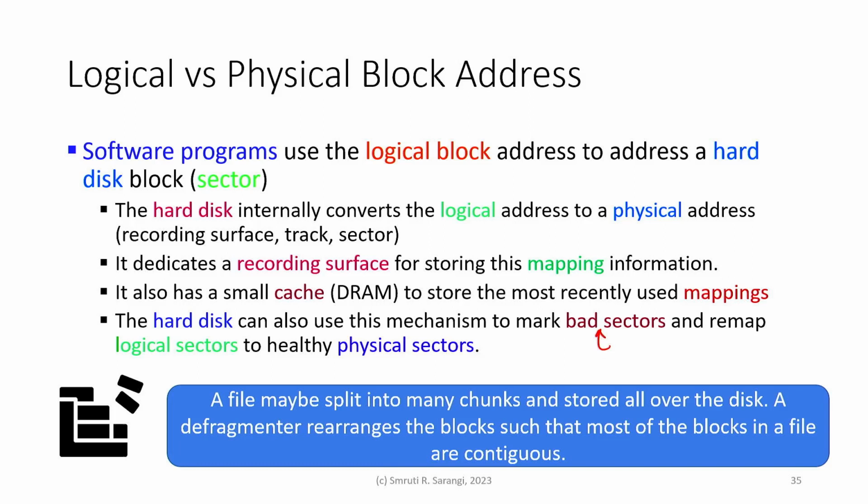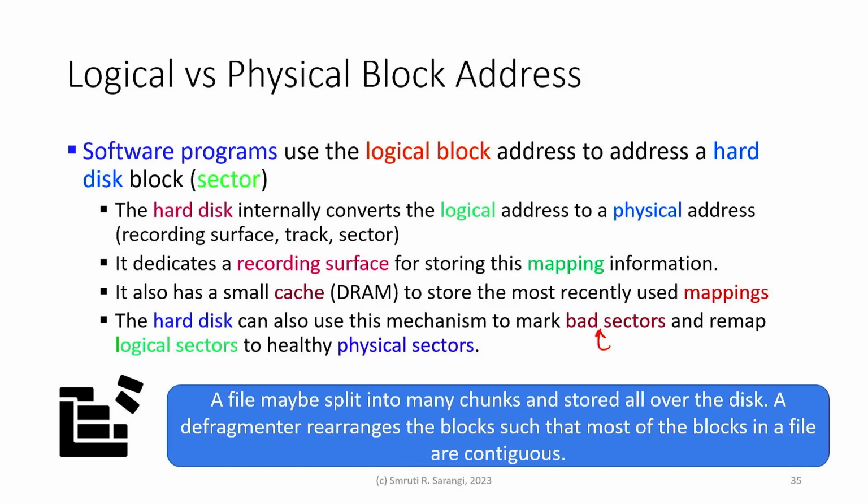The hard disk can also use this mechanism to mark bad sectors, which means sectors that have developed faults. How do you know something has developed a fault? Well, its ECC is not able to correct. Then you don't use those sectors, and whatever was being mapped there is sent to a good sector. This bad sector removal can also be done in the mapping table. All you have to do is remap.